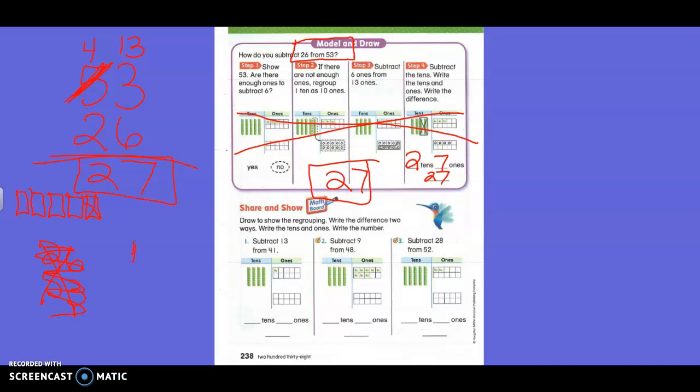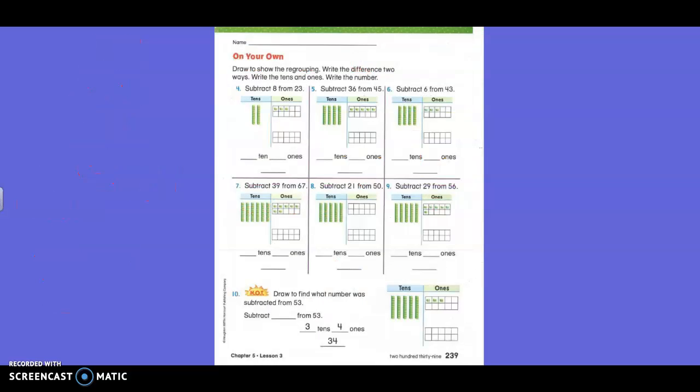How about down here? Now, you can cross off these blocks. Okay? I'm going to just give you papers. Okay? The show and share, 1, 2, and 3. And then all the way to 9 and then 10. Okay?